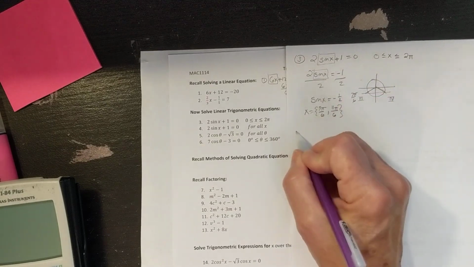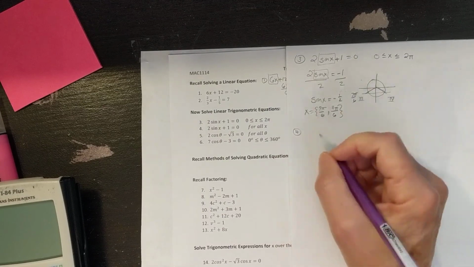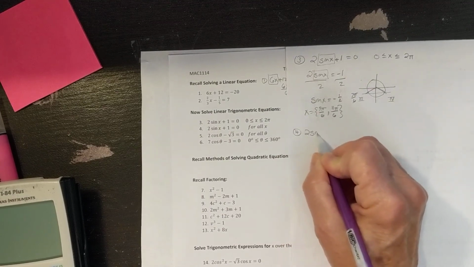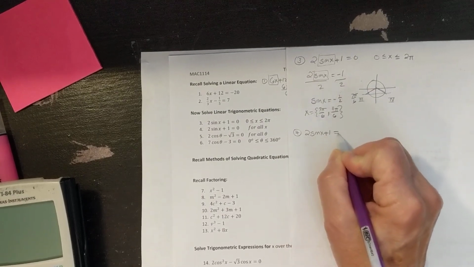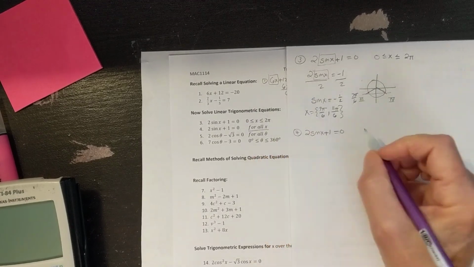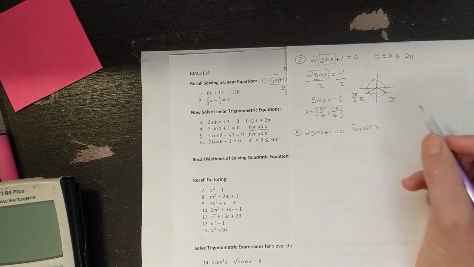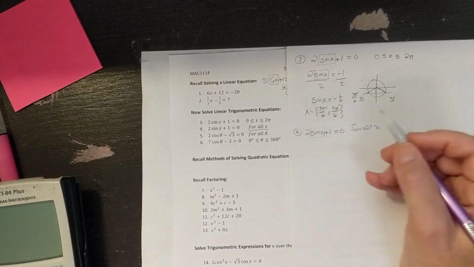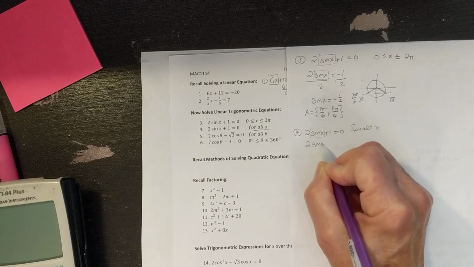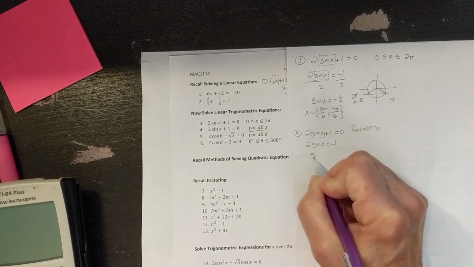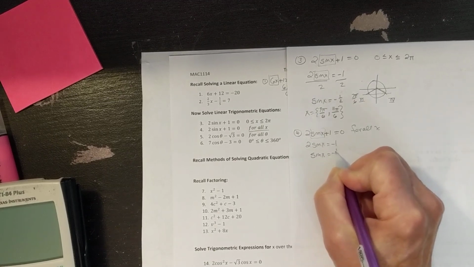Let's do number 4. Number 4 looks like this: 2 sine x plus 1 equals 0, only this time it says for all x. Well, what is the difference here? We're still going to solve for this. 2 sine x is negative 1. The sine of x is negative 1/2.